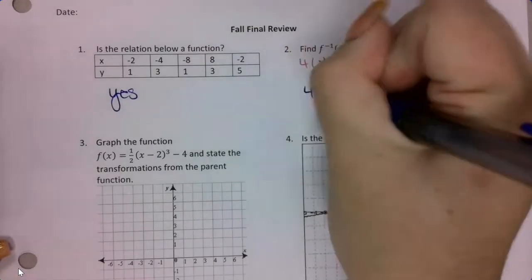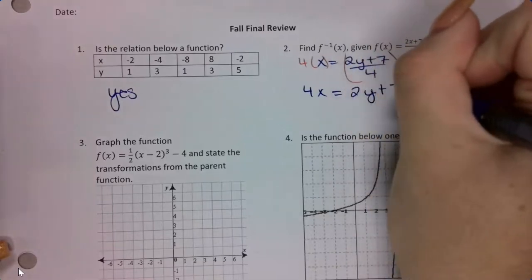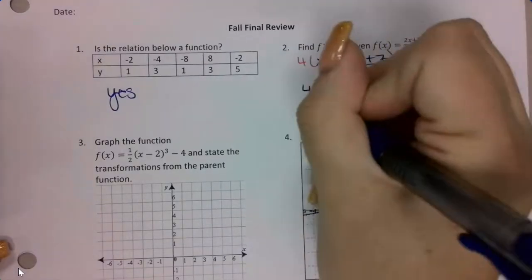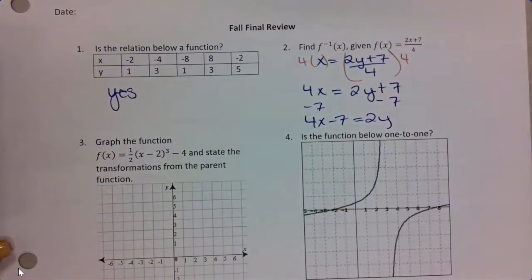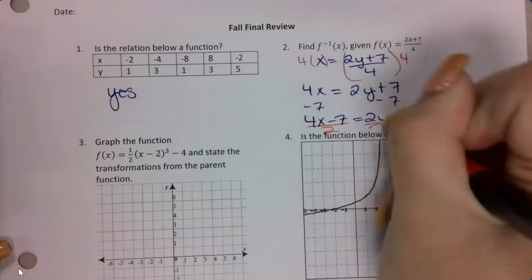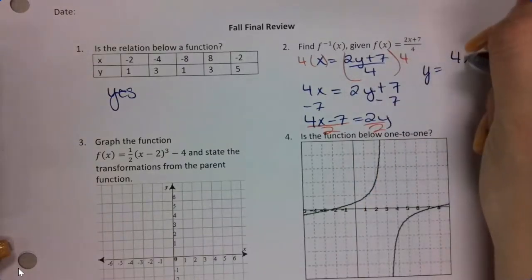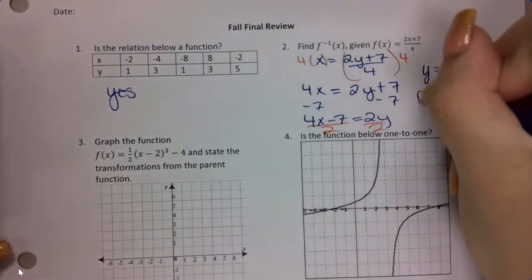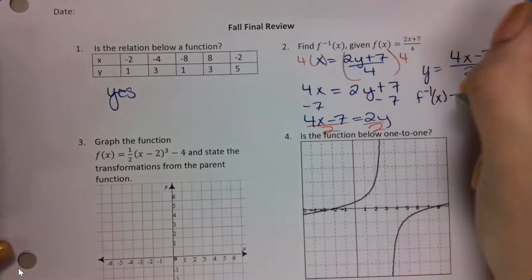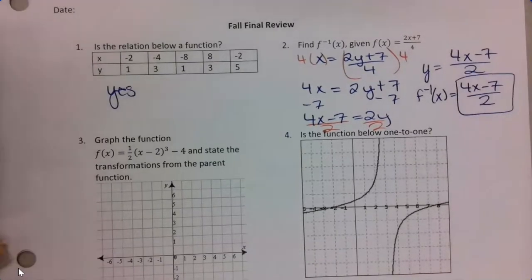This gets me 4x equals 2y plus 7. Then I want to go ahead and subtract 7 on both sides. I get 4x minus 7 equals 2y. Then I can go ahead and divide both sides by 2, and I get y equals (4x minus 7) divided by 2. For my inverse, I just want to go ahead and write it back with inverse notation. Oops, I wanted the whole thing boxed. But that's the answer here.